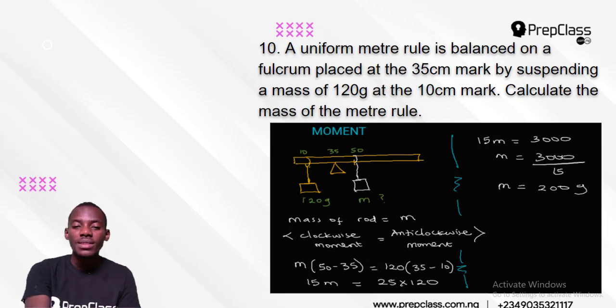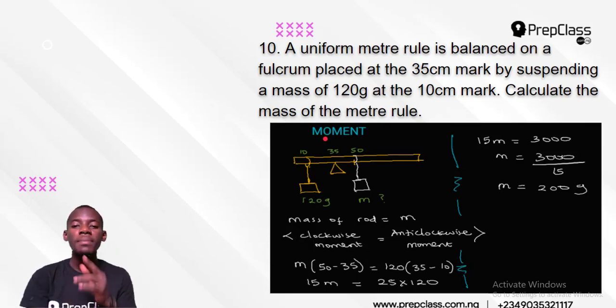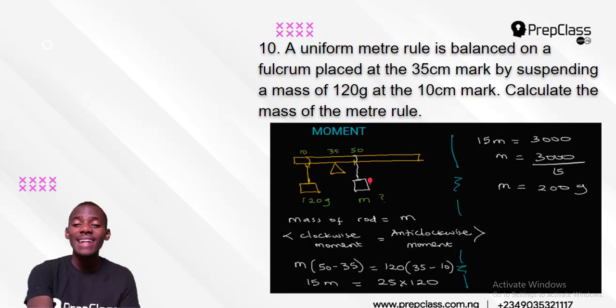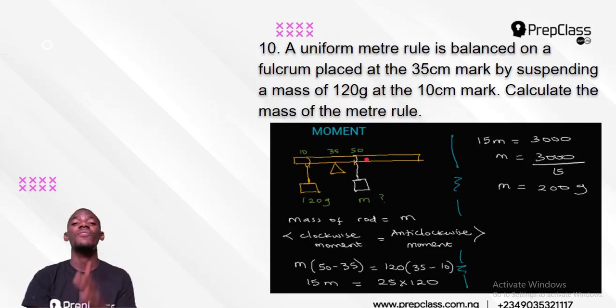Now they said that the mass was placed at the 10 centimeter mark. That means the mass of 120 grams was placed at the 10 centimeter mark. Now what is the mass of the meter rod? That means you have to find a second mass that will help to balance the meter rod, and I place it at the 50, and I'll tell you why. Because the full length of the meter rule is always 100. They won't have to tell you that.